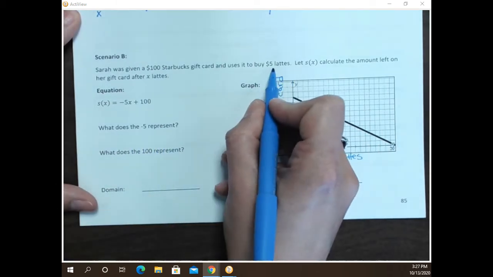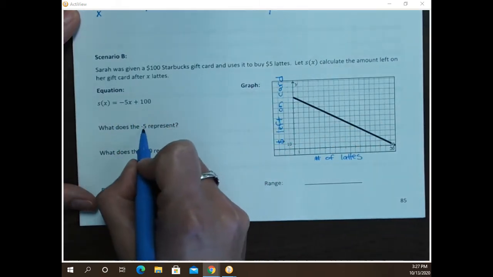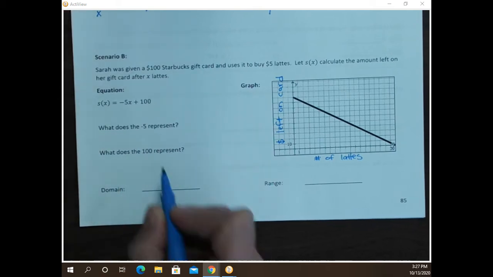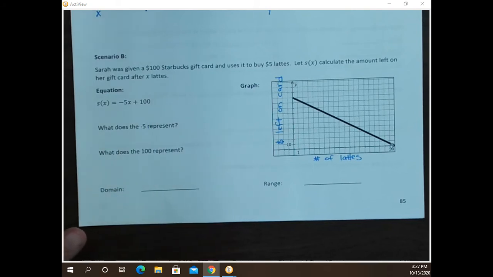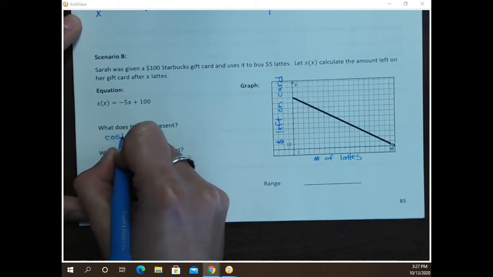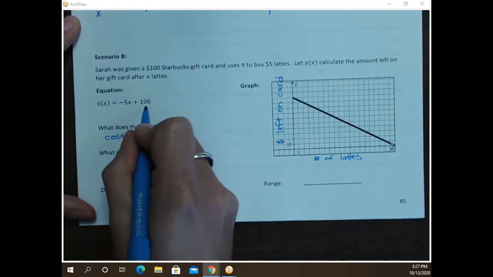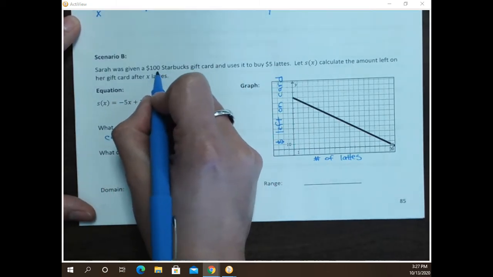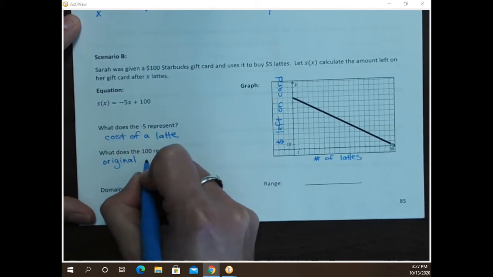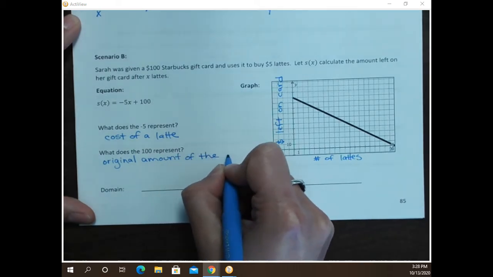Remember, $5 was the cost for an individual coffee, a latte, right? We're subtracting it here. It's negative because I'm spending that money. So that means I'm taking it away from the total I had on my gift card to begin with, okay? So what does the -5 represent? The cost of a latte. And then the 100 would be that initial amount, the original amount on the gift card.